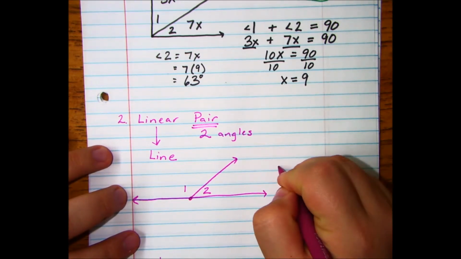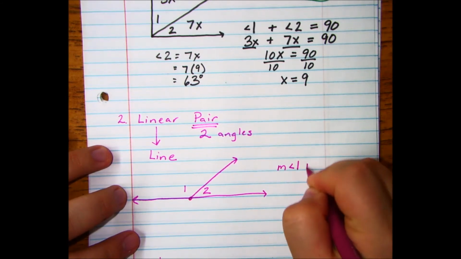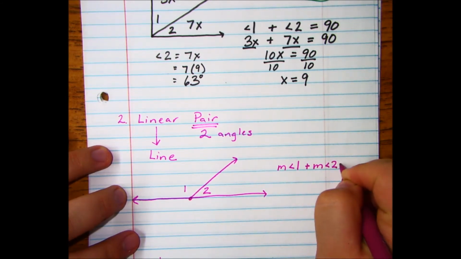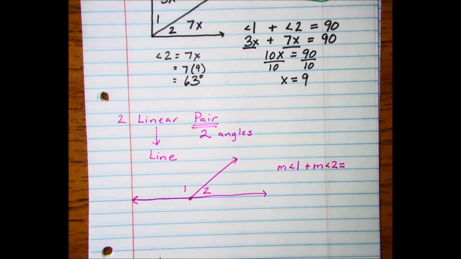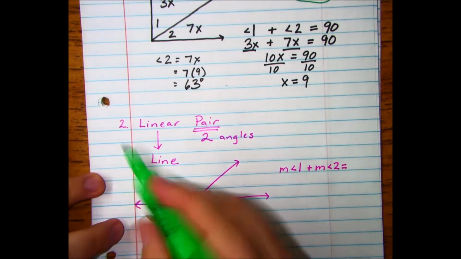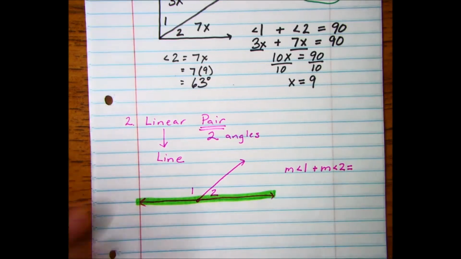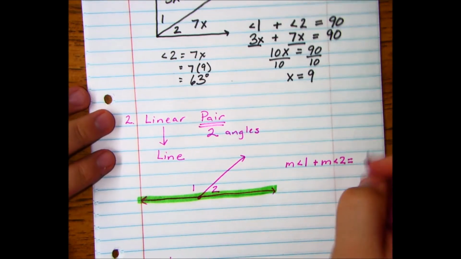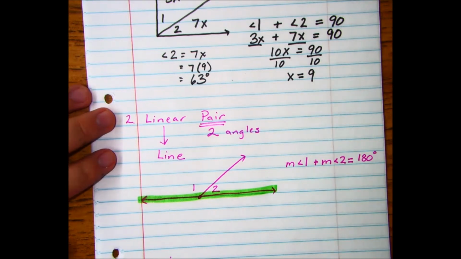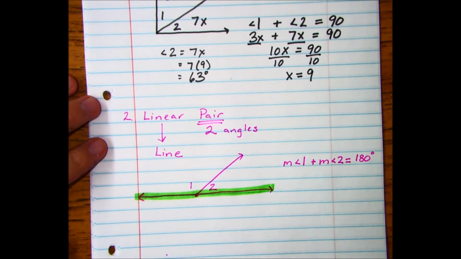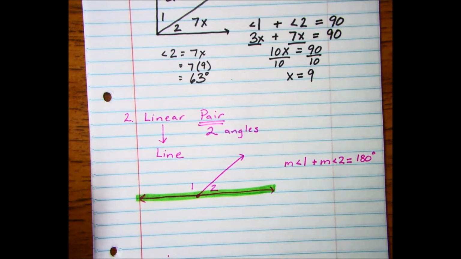Now, so that means the measure of angle 1 plus the measure of angle 2 is going to equal... Now, I want you to recall that if we have a line, it's the same as having a straight angle, and straight angles are equal to 180 degrees. So a linear pair are two angles formed from a straight angle or a line, and their measure sum equals 180 degrees.